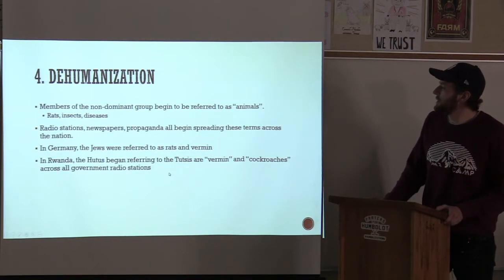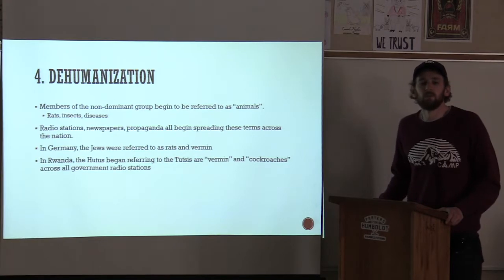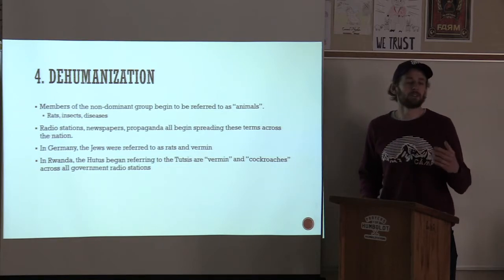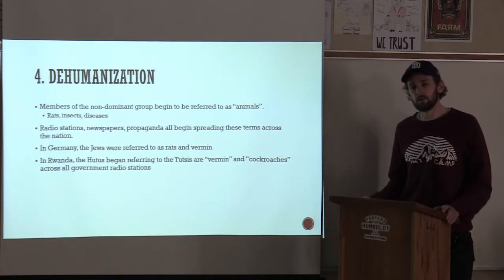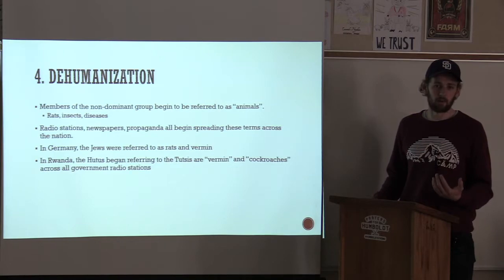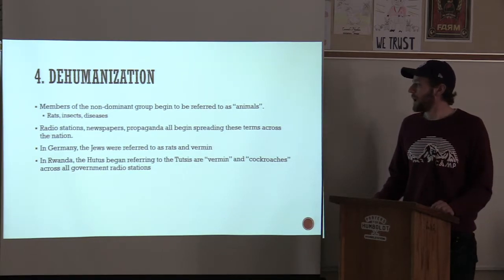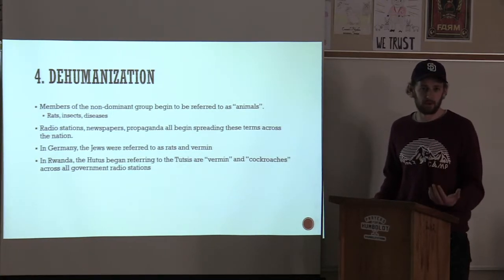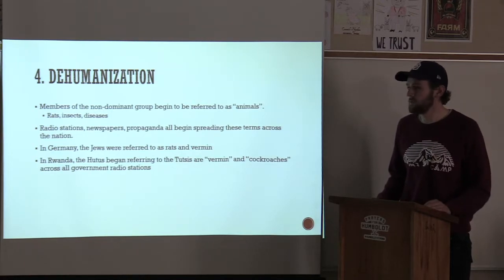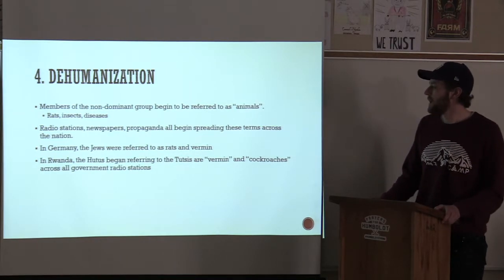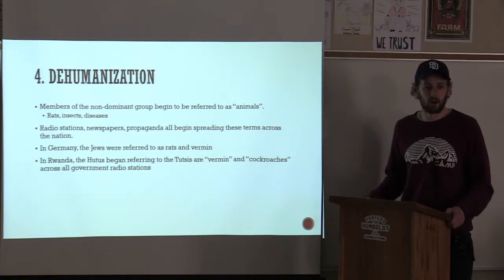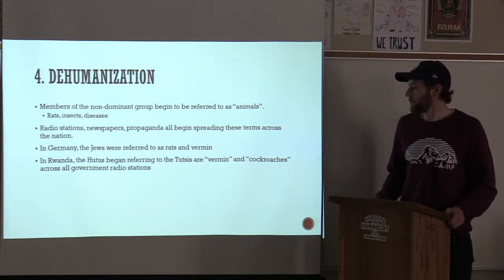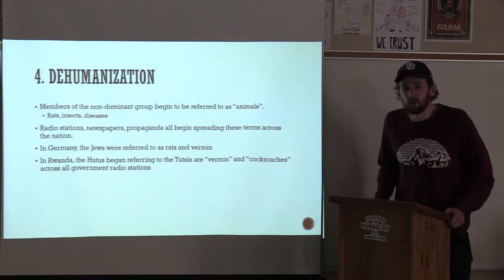So step 4 is dehumanization. Dehumanization is exactly what it sounds like. You're making the lesser group seem less than human. The way this is normally done is you start referring to that group no longer as people, but as some sort of undesirable animal or insect. So you'll see rats, insects, diseases. Radio stations in both Nazi Germany and in Rwanda would start to play these ads or print these ads in the newspapers, on the radio, and in movie trailers, until these terms became synonymous with the oppressed group. So in Germany, the Jews were normally referred to as rats or vermin.